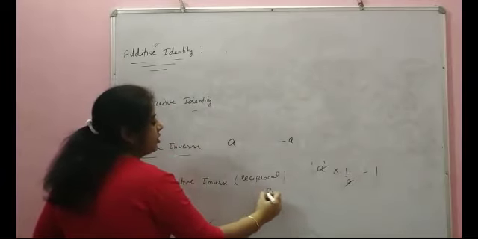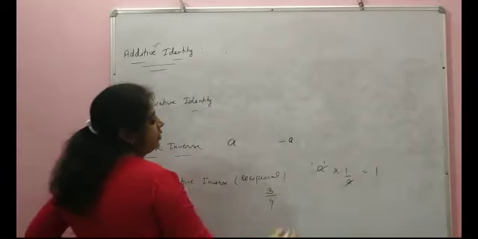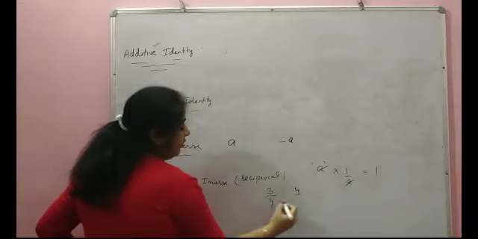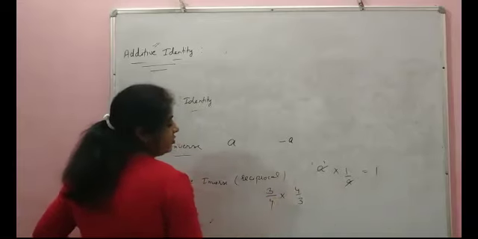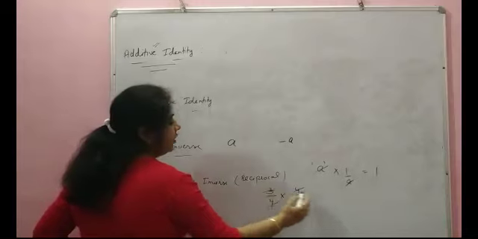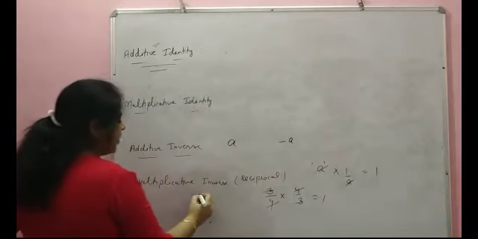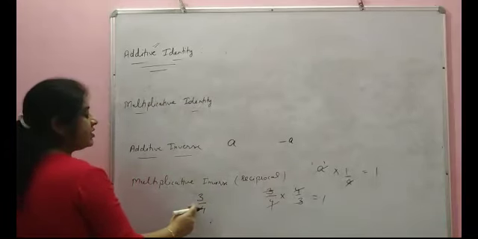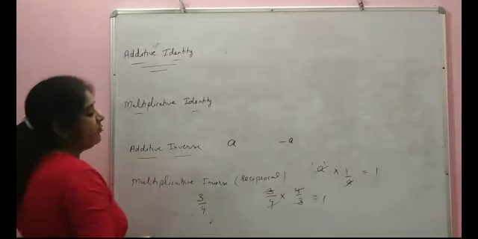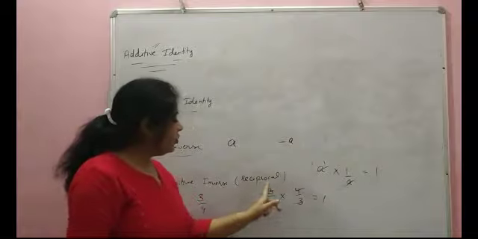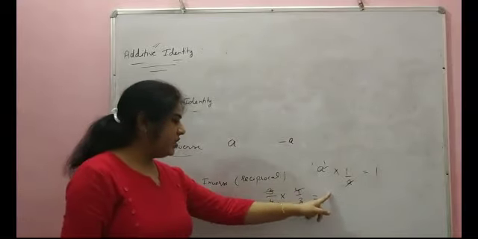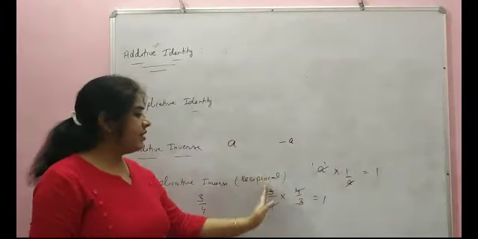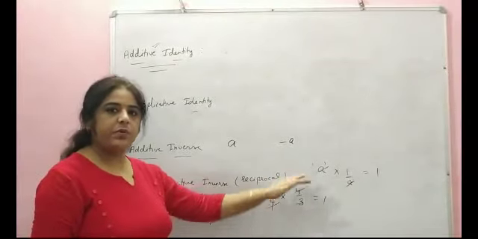Just suppose we have 3 by 4. What is its reciprocal? If we multiply this with 4 by 3, the answer would be 1. So the reciprocal of 3 by 4 is 4 by 3, and the reciprocal of 4 by 3 is 3 by 4. So when we have two rational numbers whose product is equal to 1, then each of them is said to be the reciprocal of the other.